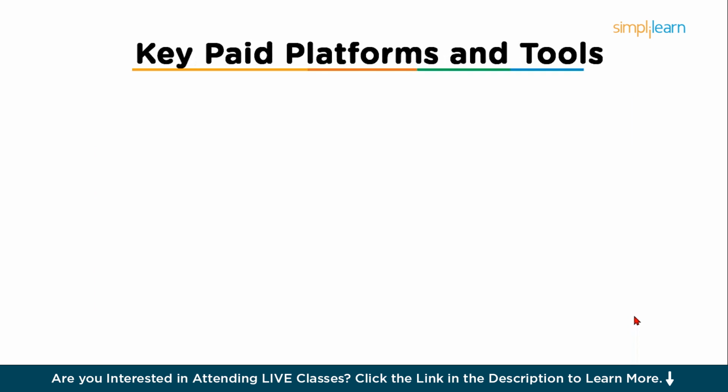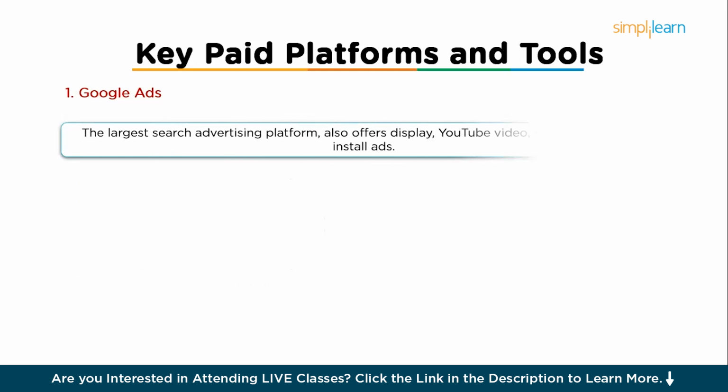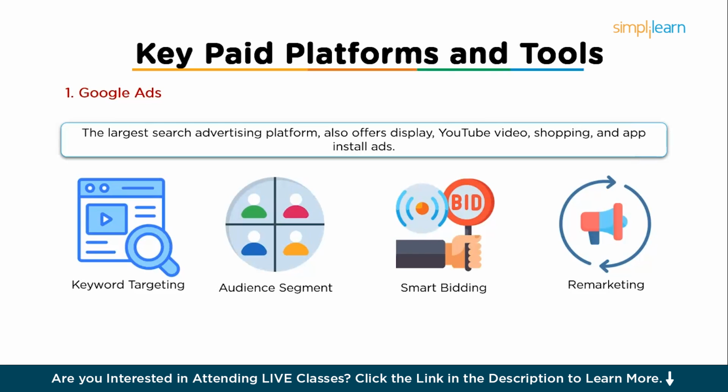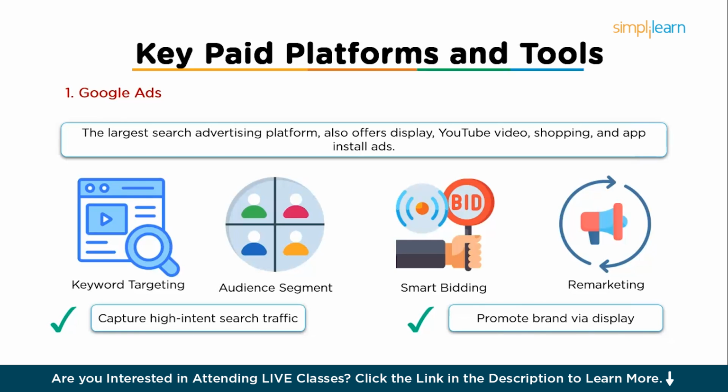So now let's see some key paid platforms and tools. Different platforms cater to various audiences, formats, and campaign objectives. So growth marketers often leverage multiple platforms for maximum reach and impact. The first one is Google Ads. It is the largest search advertising platform. It also offers display, YouTube video, shopping, and app install ads. Key features are keyword targeting, audience segmentation, smart bidding, and remarketing. Use cases are capture high intent search traffic, promote brand via display, and video and shopping campaigns.